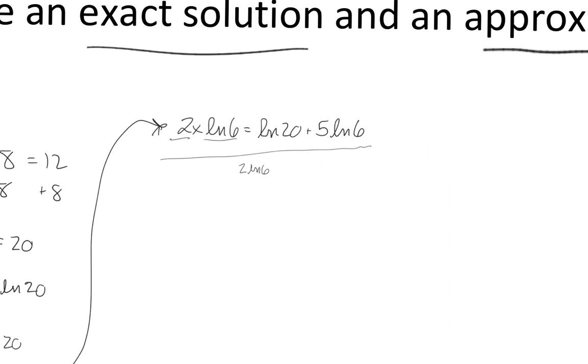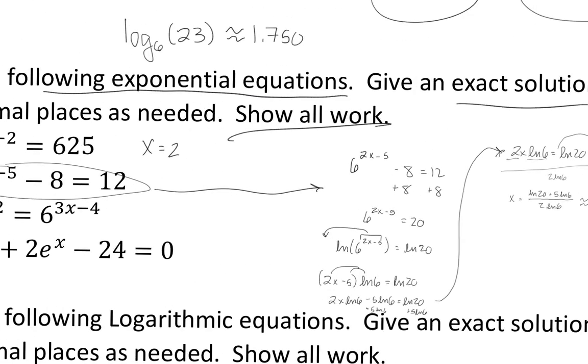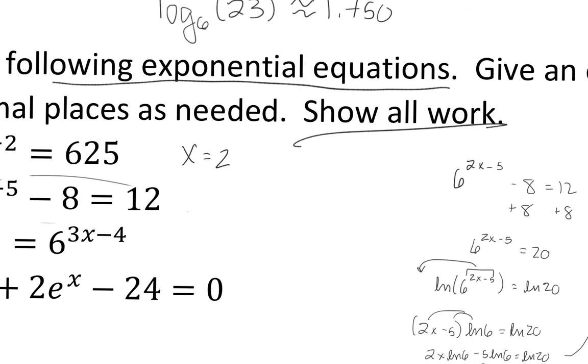So on the left-hand side, I'm just going to have x. On the right, I'm going to have all of this over 2 natural log of 6. So natural log 20 plus 5 natural log 6 over 2 natural log 6. And when we plug that into the calculator, it has a value of about 3.3360. So I'm going to go ahead and copy that back over here.